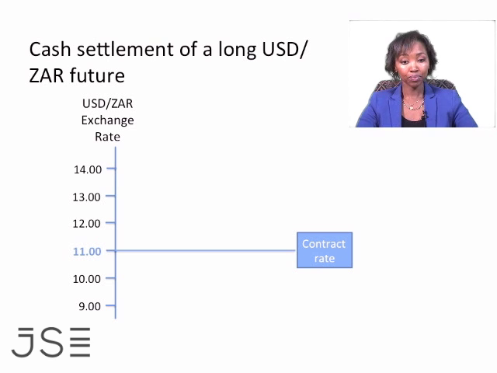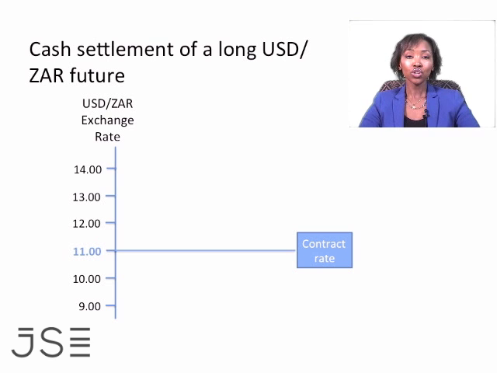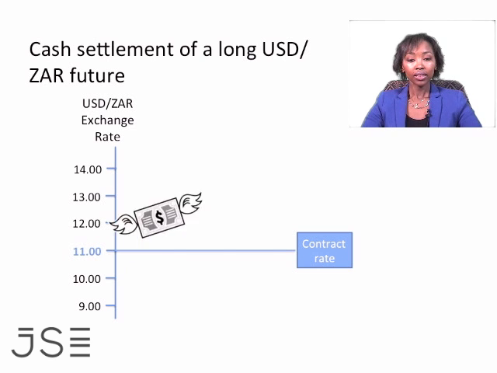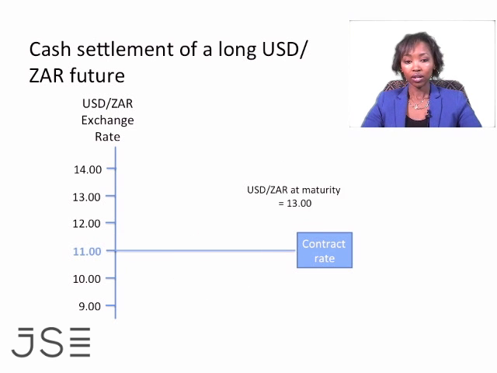Now let's look at an example of cash settlement of a long dollar-rand future. Long is some more financial market jargon for buying. So if you buy a currency, you are long that currency. So if you buy dollars, you are long dollars. So if we look at this example, where you've secured a futures contract rate at a dollar-rand rate of 11, that means that you are now long, which means that you are buying dollars.